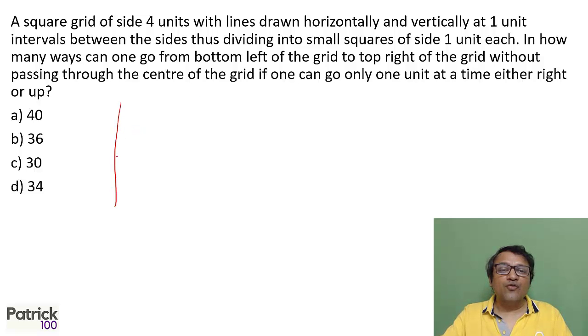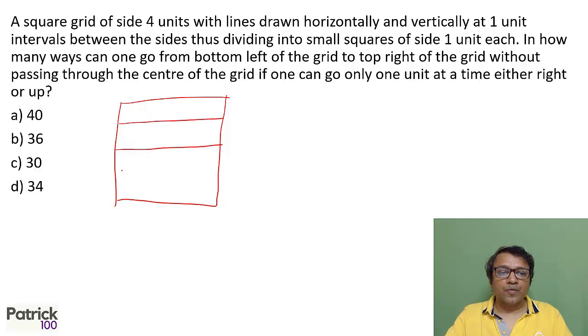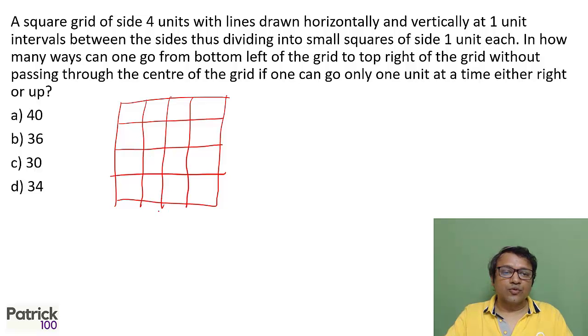A square grid of 4 units with lines drawn horizontally and vertically, 1 unit interval. Right? So yeah, 1, 1, 1, 1, 4. So if I want to go from the left corner to top corner with only going horizontally and vertically, how many ways can I go?